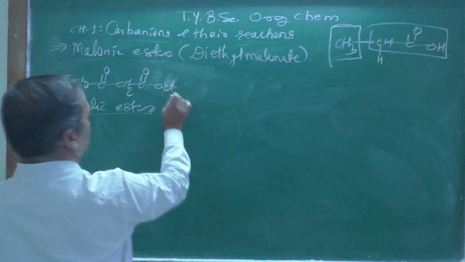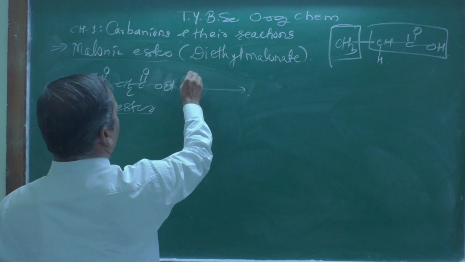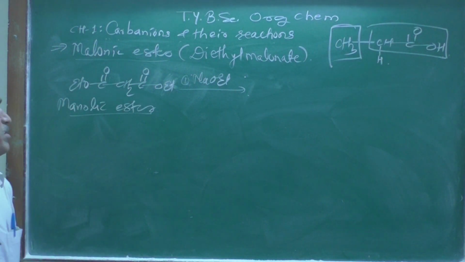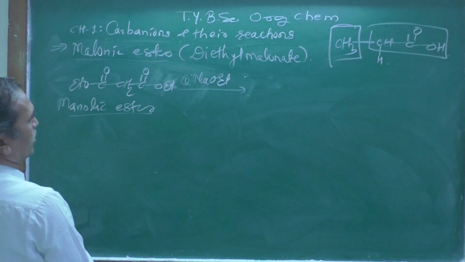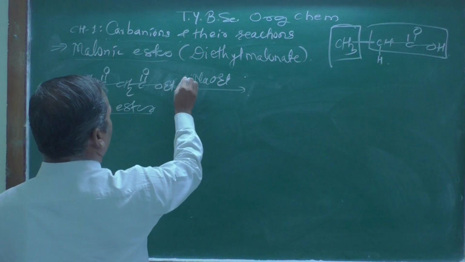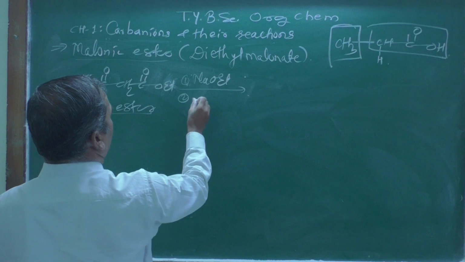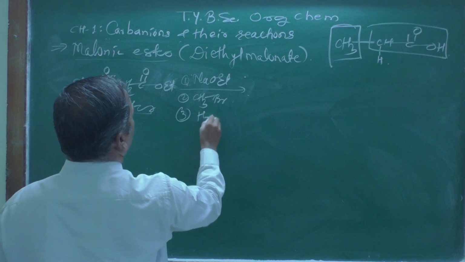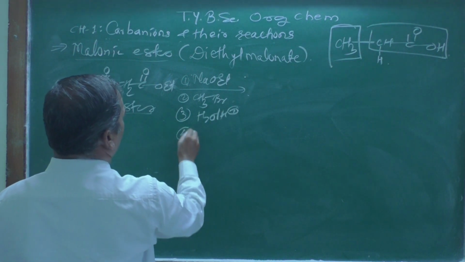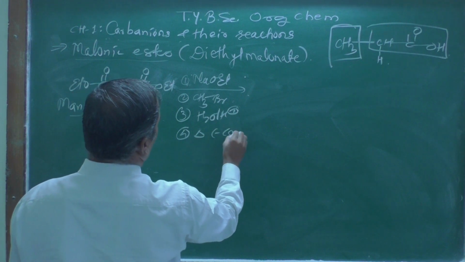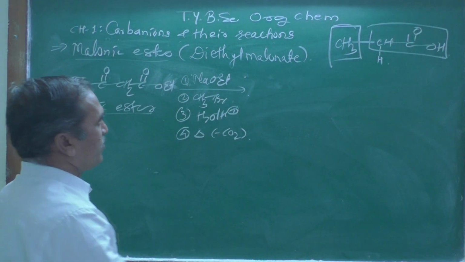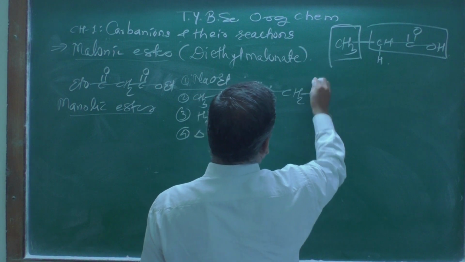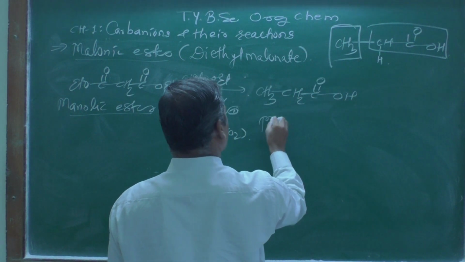What is our first step? We first add sodium ethoxide, which is a strong base. Now I am adding all the reagents. First this, then second CH3Br, then third hydrolysis, H2O in the presence of H plus, and the fourth is heating, meaning minus CO2, that is decarboxylation. Finally we get the product CH3, CH2, C double bond O, OH. This is known as propanoic acid.